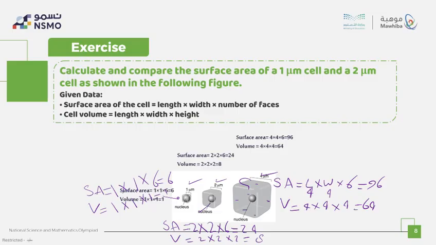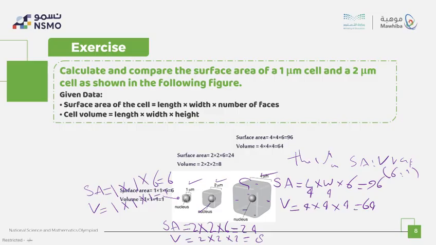And the conclusion proves that fact, because here the 1 micrometer cell has a high surface area to volume ratio, it would be 6 to 1. Okay, making it highly efficient.